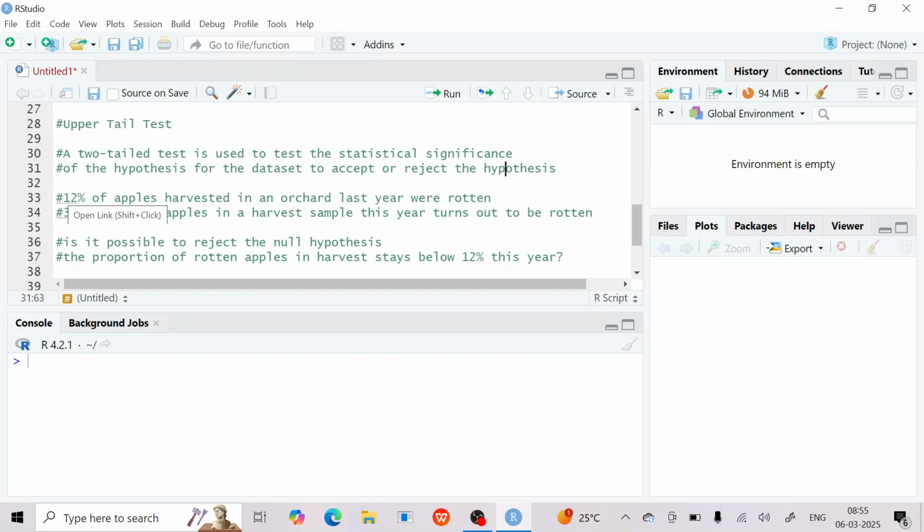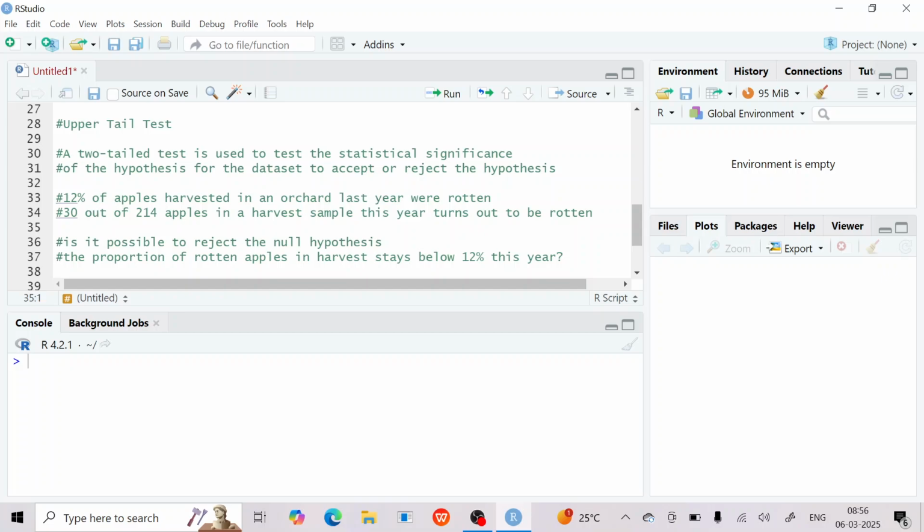Okay, so for that let's take an example. Say the hypothesis is 12% of the apples harvested in an orchard last year were rotten. So we know the data that 12% of the apples harvested last year were rotten. For this year we have the data that 30 out of 214 apples in the harvest sample this year turn out to be rotten. So for this year's data we have 30 out of 214 apples rotten. In the previous assumption, the hypothesis is that 12% of the apples harvested were rotten.